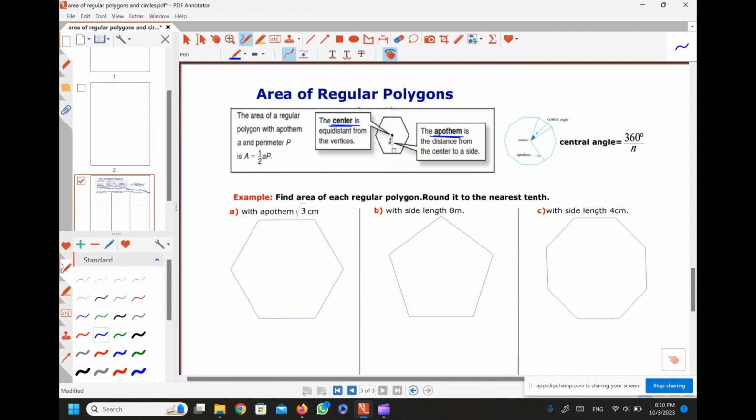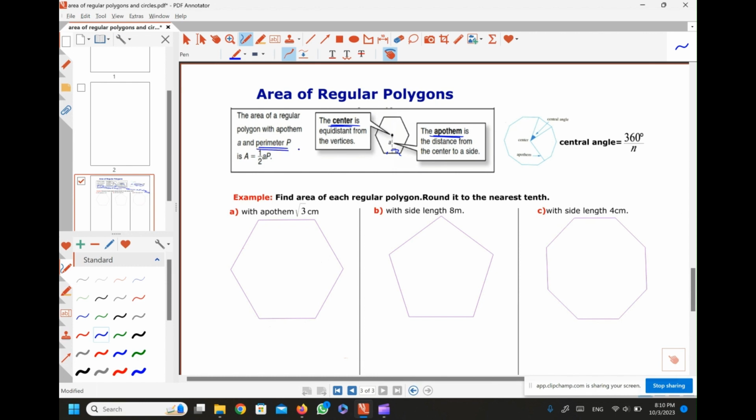Apothem is a perpendicular distance that can be drawn from the center to the center of any side. So when you drop down an apothem, it will divide the side into two equal parts. That's important information. Another thing we need to know about polygons is the perimeter.